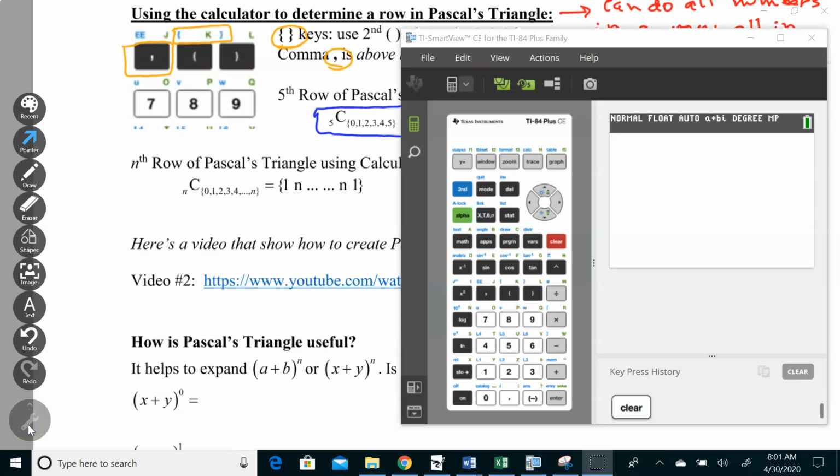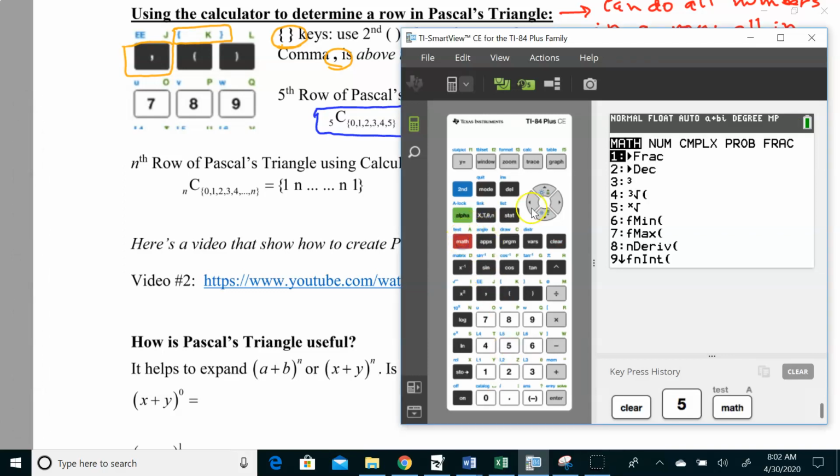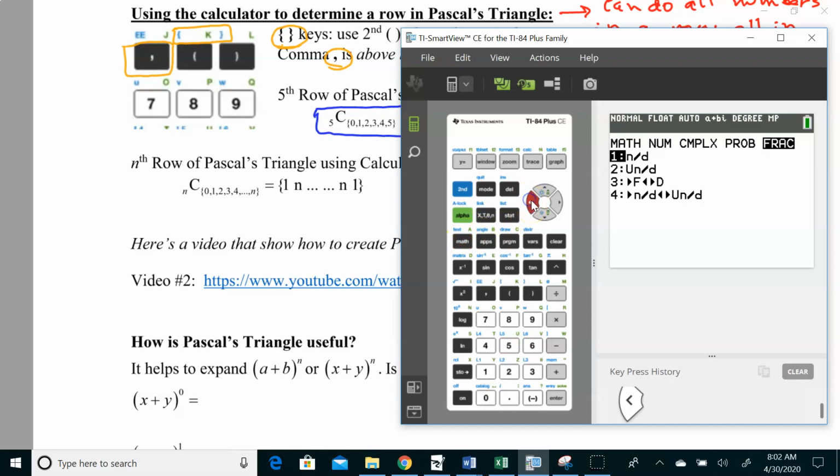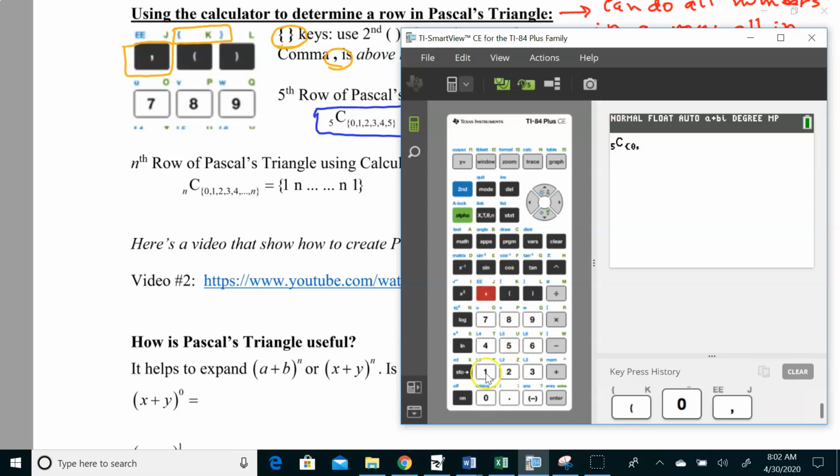Okay, I'm going to do the 5th row of Pascal's triangle by doing 5C, curly brackets, 0 through 5. You must start with 0. So 5, that special math key, NCR, I'm going to do curly brackets, so second, parentheses, 0, commas above the 7, 1, comma, 2, comma, 3, comma, 4, comma, 5. Make sure you put the commas, and don't do double commas. You don't need to end it with the closed parentheses, it doesn't really matter. It will work without it, and I hit enter, and there you go.